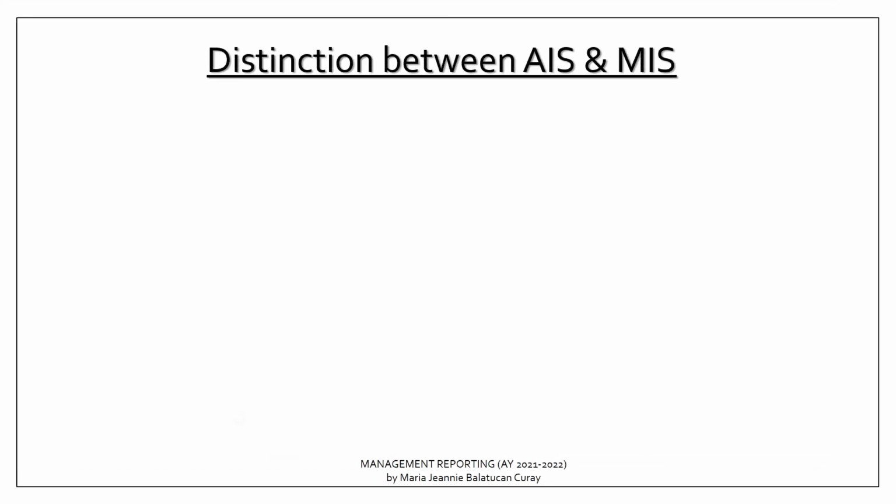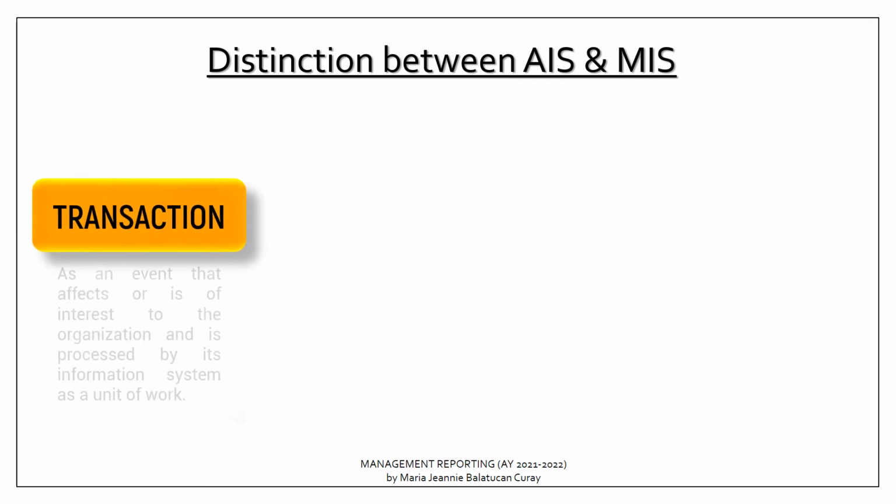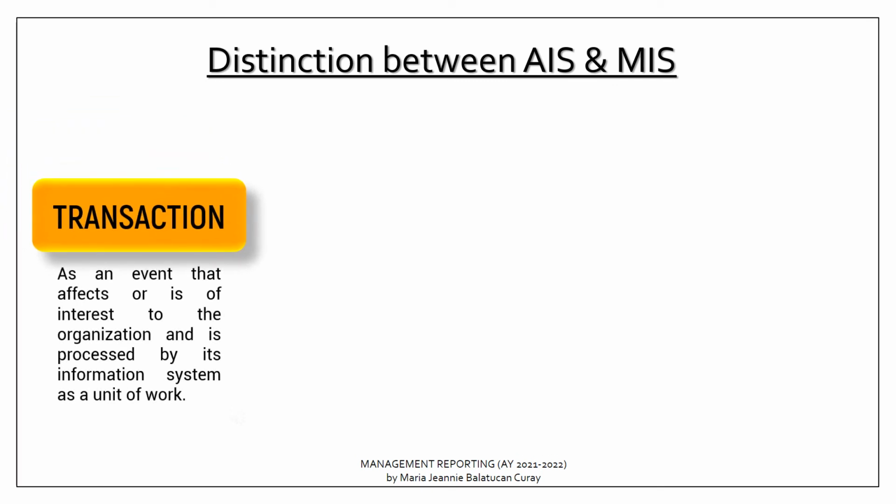The distinction between AIS and MIS centers on the concept of transaction. So let's broadly define transaction as an event that affects or is of interest to the organization and is processed by its information system as a unit of work. So transaction falls into two classes, the financial transactions and non-financial transactions.